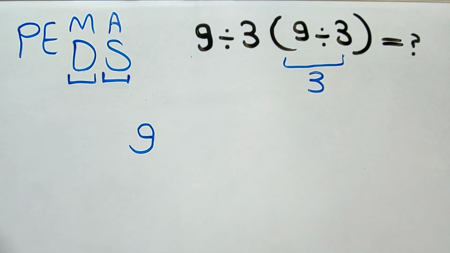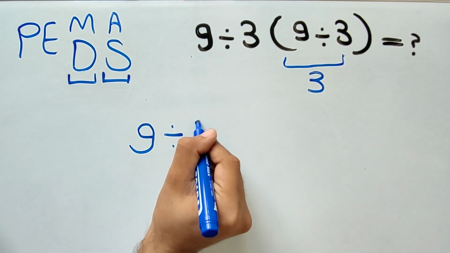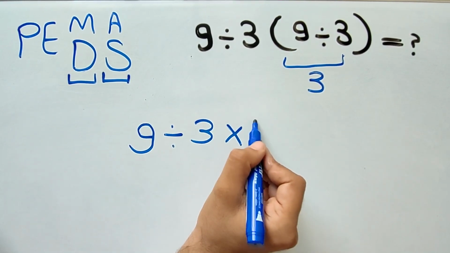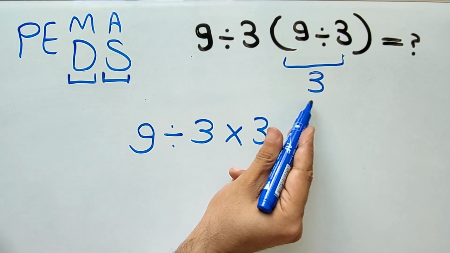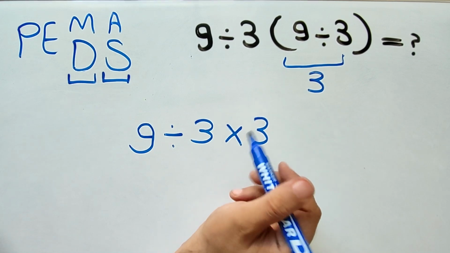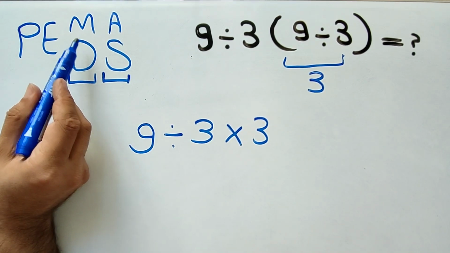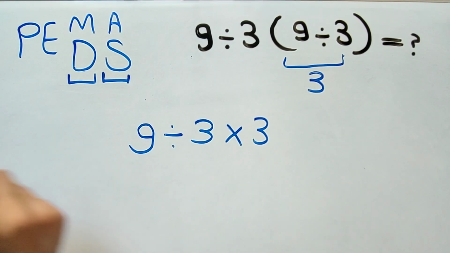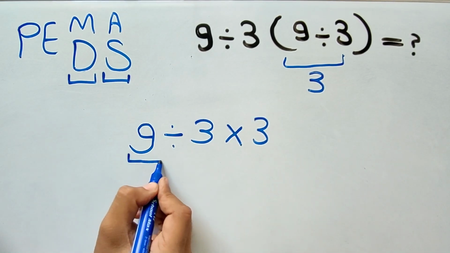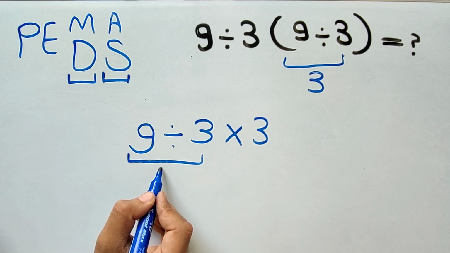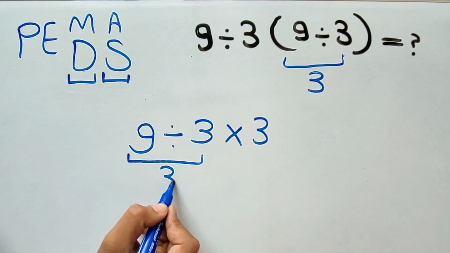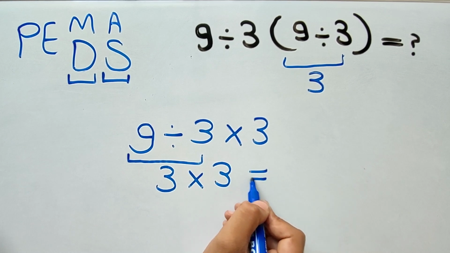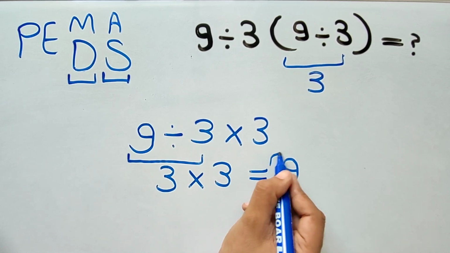9 divided by 3, and we have one multiplication here, and this 3. Now, as we know, multiplication and division are equally important, so we have to solve this math expression from left to right. Now, 9 divided by 3 gives us 3, and 3 times 3 gives us 9. The final answer is 9.